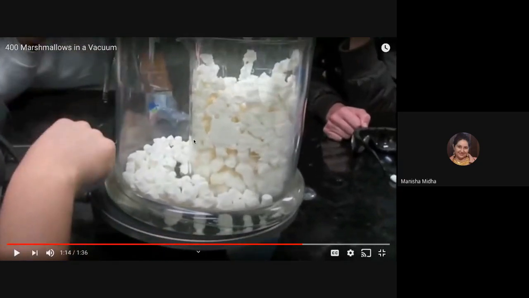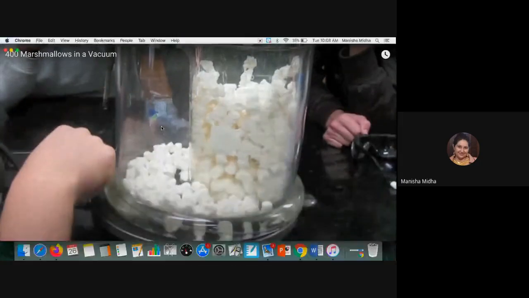After you increase the air, the pressure of the air increases and they shrink back. So increase the pressure, reduce the volume. Reduce the pressure, increase the volume. So that's what Boyle's law is all about.